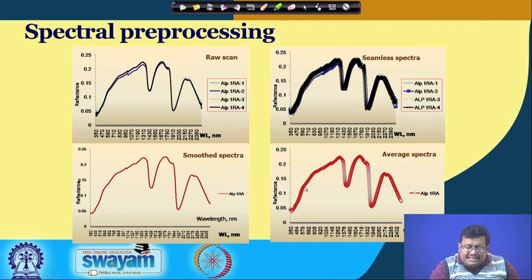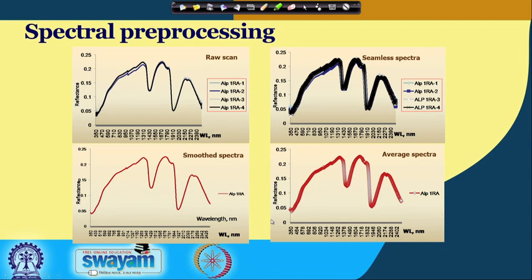So, basically what are these? These are the individual reflectance values which we have recorded for each of these wavelengths, starting from 350 to 2500 nanometer. For each of these wavelengths, we have recorded their reflectance values, and when we plot these reflectance values, it is called the spectrum.